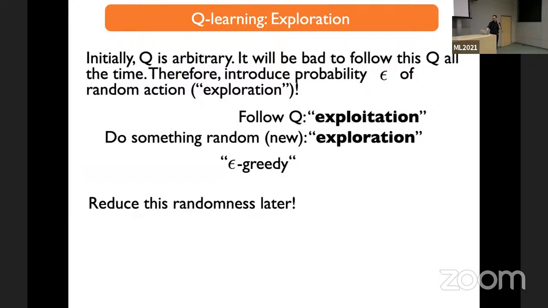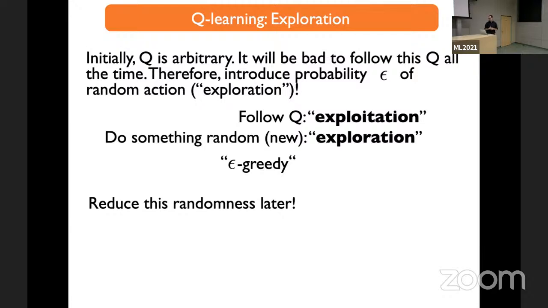Okay, so now there is one thing about randomness, because you also asked about it. Initially, Q is arbitrary. And if we only follow this deterministic strategy of always picking the action with the highest Q value, then we may get stuck in a completely bad strategy. So here we definitely need some randomness in the beginning.